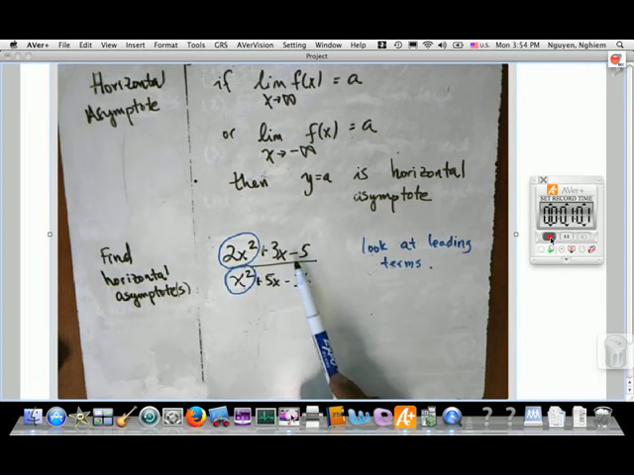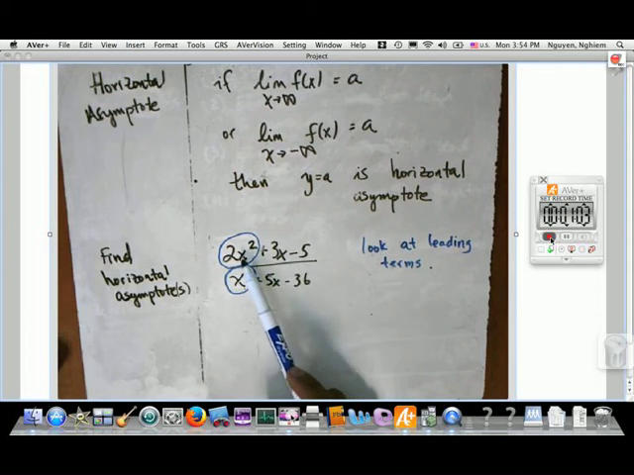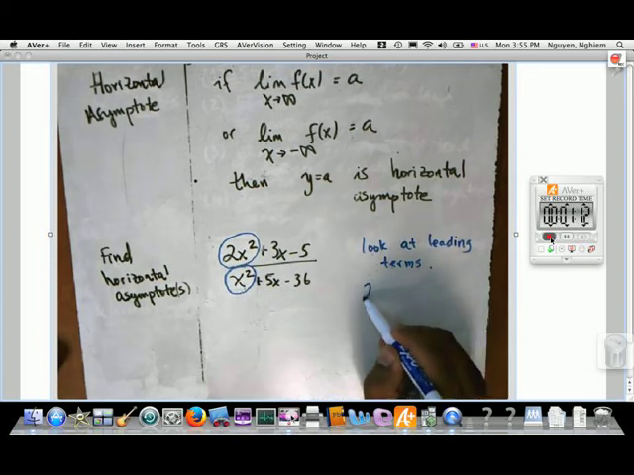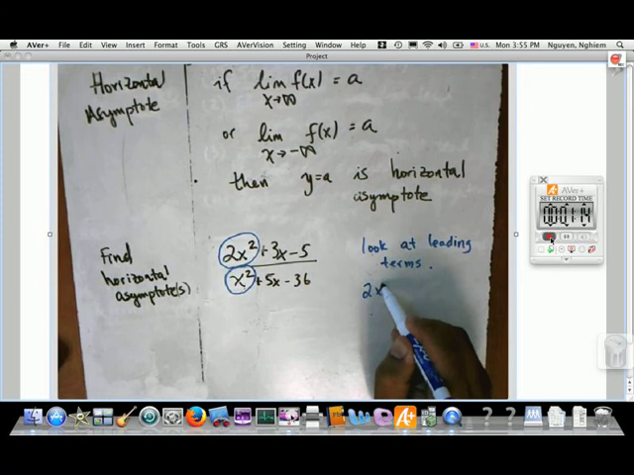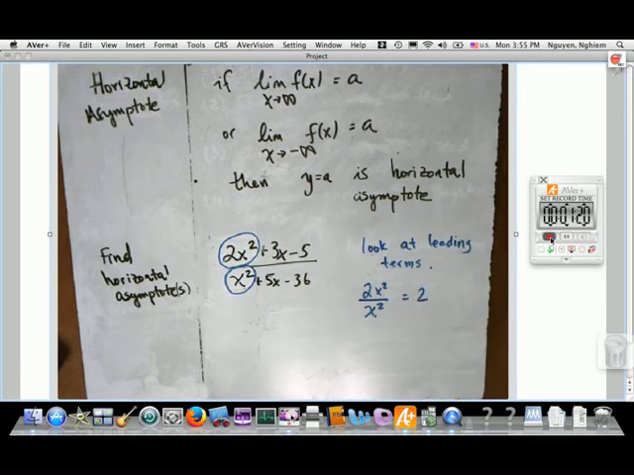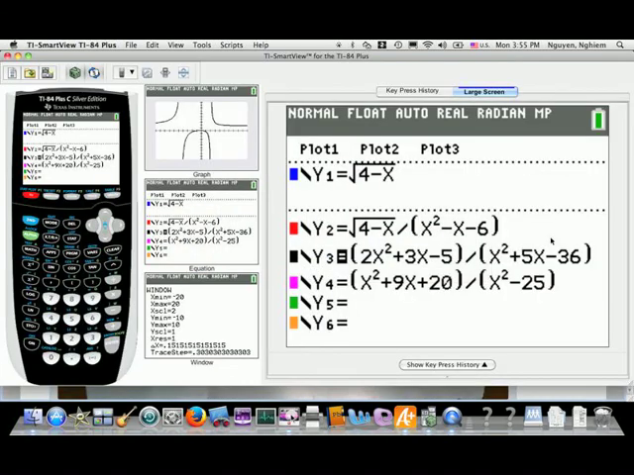So in the long run, this function is going to behave like 2x squared on the top, and like x squared on the bottom. If we take a look at this, you get 2x squared over x squared, and that simplifies to 2. That suggests to us that 2 may in fact be the horizontal asymptote. To be sure, or to get a better idea, we really need to use our graphing calculator.